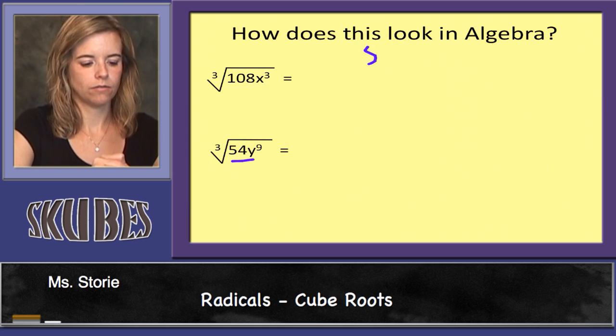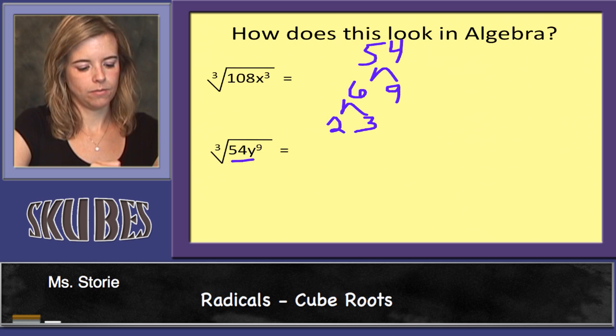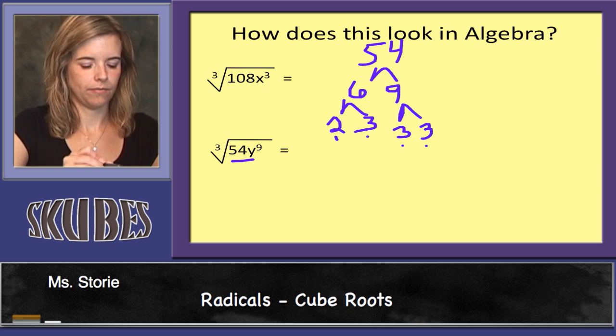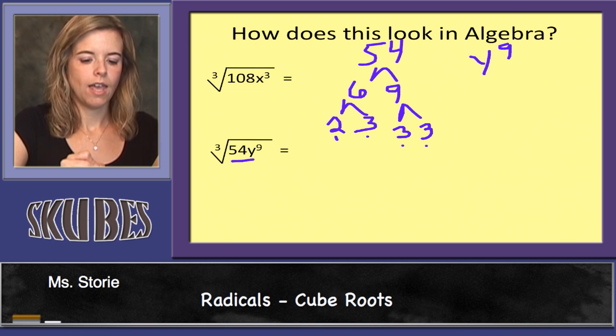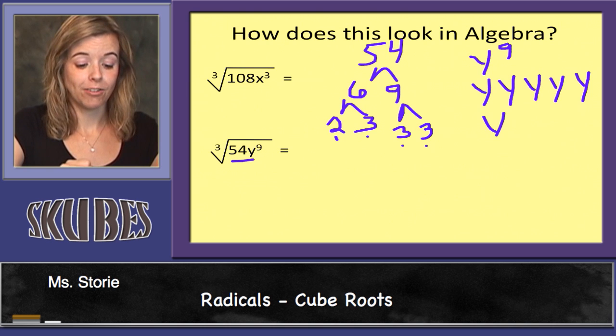I've got 54, which we know is 6 times 9. Break 6, you've got 2 times 3, we're at primes. Break 9, we've got primes of 3. And then we've got y to the 9th. And yes, definitely, write it all out. If you don't write it all out, you could end up dropping one and having the wrong answer in the end. So you've got 1, 2, 3, 4, 5, 6, 7, 8, 9.